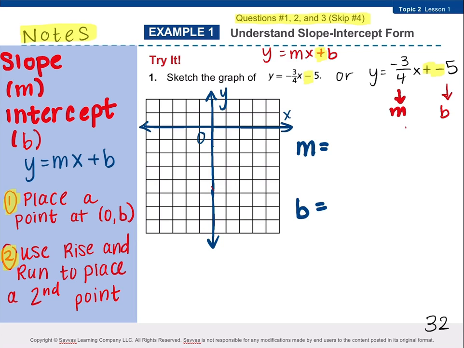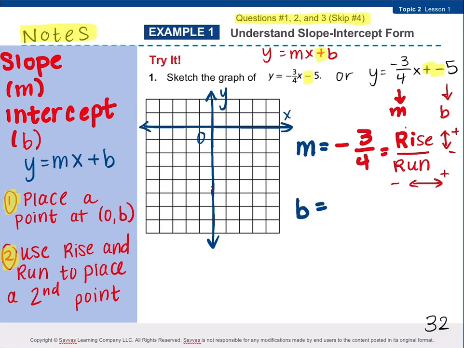Our m is negative 3/4, and that represents my rise and my run, my rate of change. And so the top number tells me how far up and down I go from point to point, and my run tells me how far left and right to go from point to point. If the rise is positive, I go up. If it's negative, I go down. If the run is positive, I go to the right. If the run is negative, I go to the left.